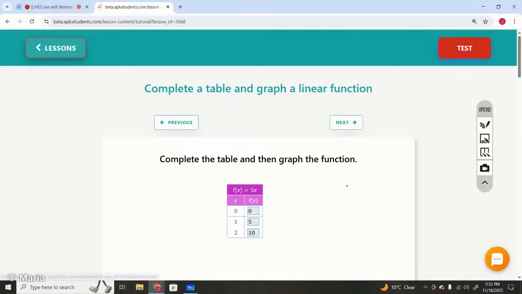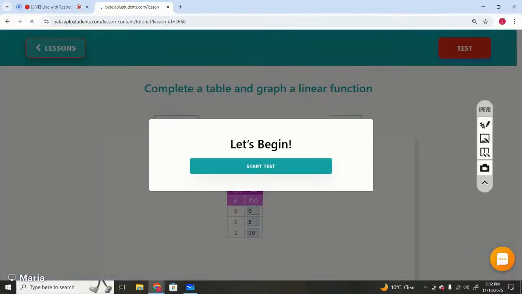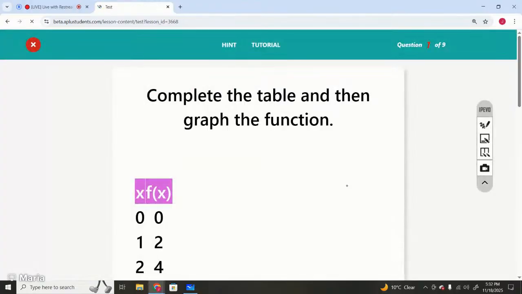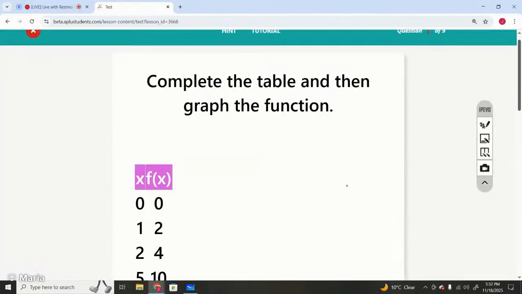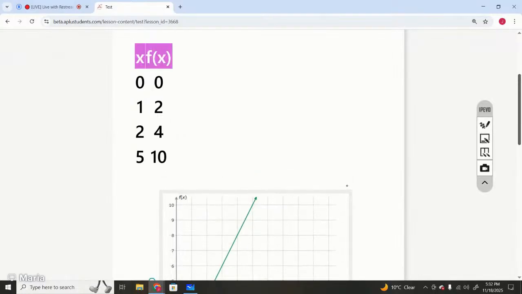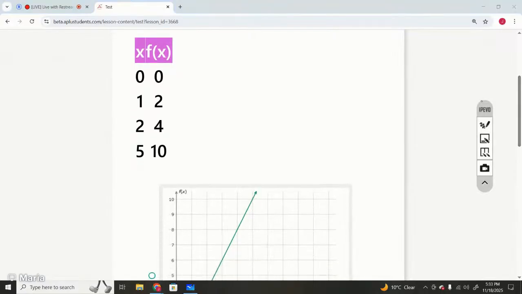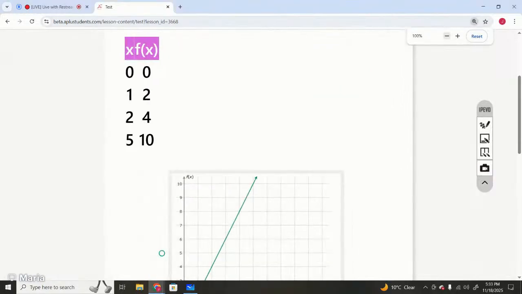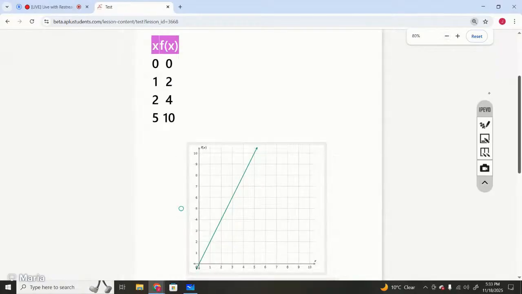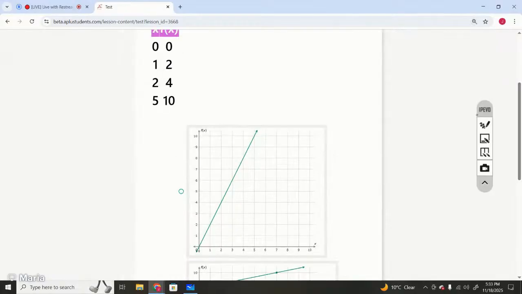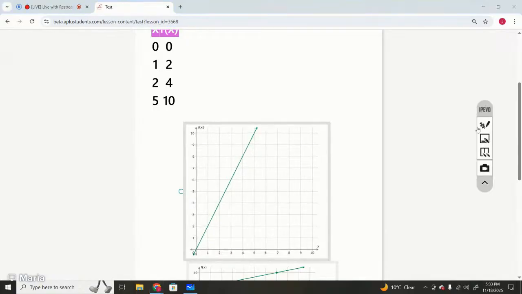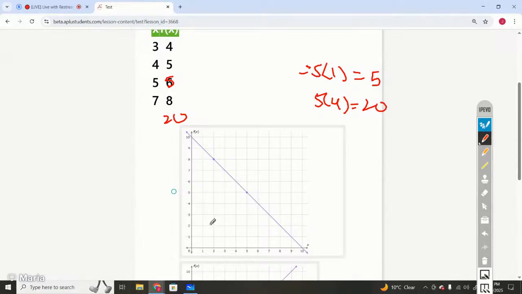Okay, let's just start with the test questions. Complete the table and then graph the function, but the table is already completed. We just have to match the function. Let me see if I can match the values. Just look at the first one. X is 0, Y is 0. Here is the origin, right? What's wrong with the questions? I have to explain the graph. What can I do now?